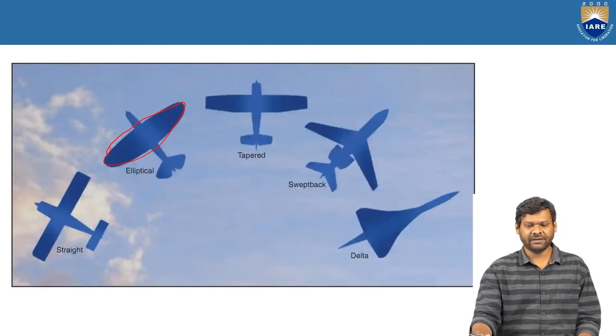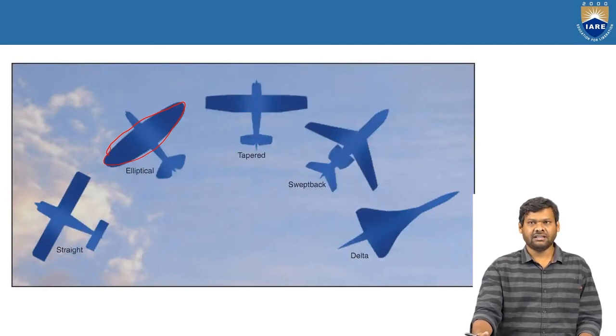And next, the tapered wing. Since the cost of production and other design considerations for the elliptical wing, in order to optimize between the straight wings and the elliptical wings, we have a tapered wing, which is an optimized version between the straight and elliptical wings.